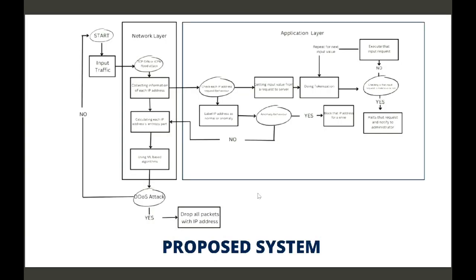Then we have the proposed system. From here we can start the testing, and then the input traffic will check the network layer. If it confirms the DDoS attack, then it will drop all the packets, and if it confirms it is not a DDoS attack, then the process will start from the beginning, and then the input traffic will check the application layer. If it indicates that there is a DDoS attack, then it either halts or blocks the specific IP address. If not, then the circulation goes again and again.